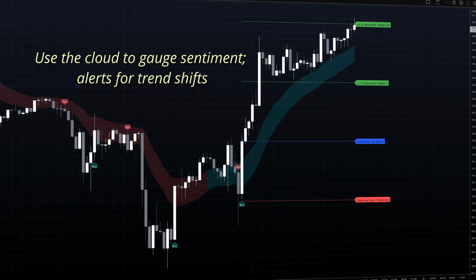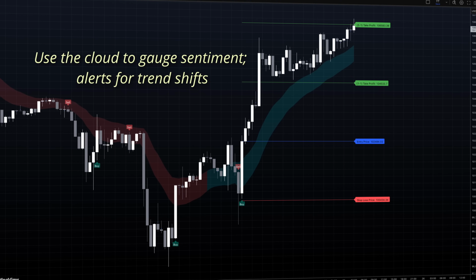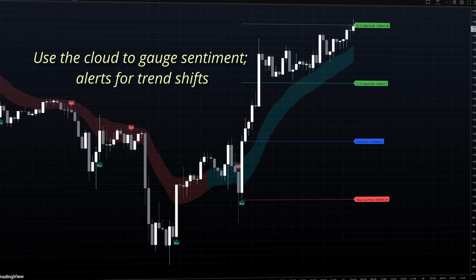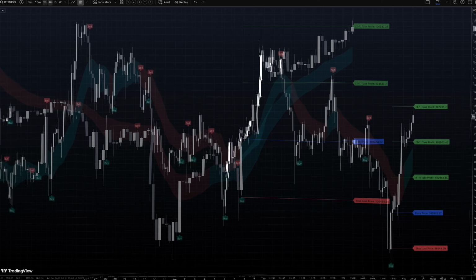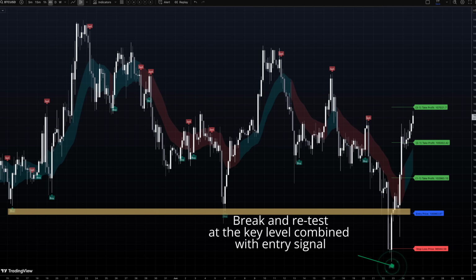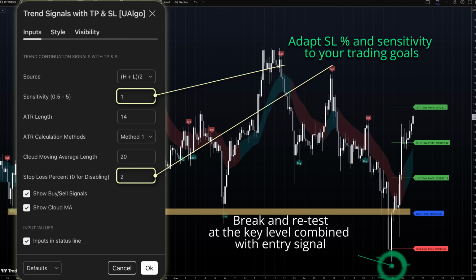The cloud visualization helps traders assess overall market sentiment before taking positions, while the trend change alerts provide early warnings of potential reversals. Strategy considerations include using the signals as entry triggers while confirming with additional technical analysis. The fixed risk-reward ratios may not suit all market conditions, requiring manual adjustment of stop-loss percentages. Traders often combine this indicator with volume analysis or support resistance levels for enhanced accuracy.